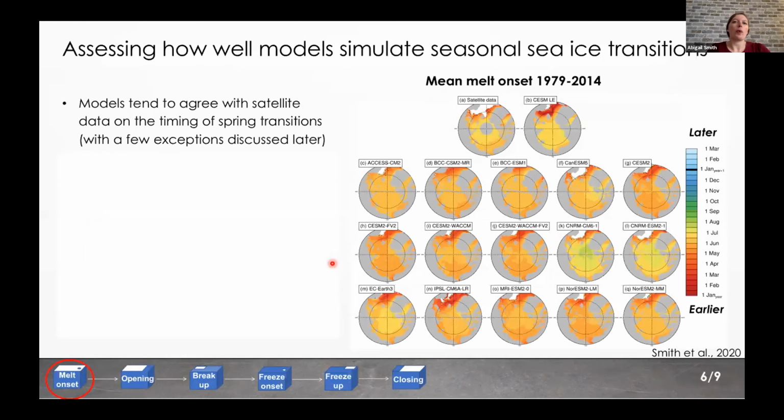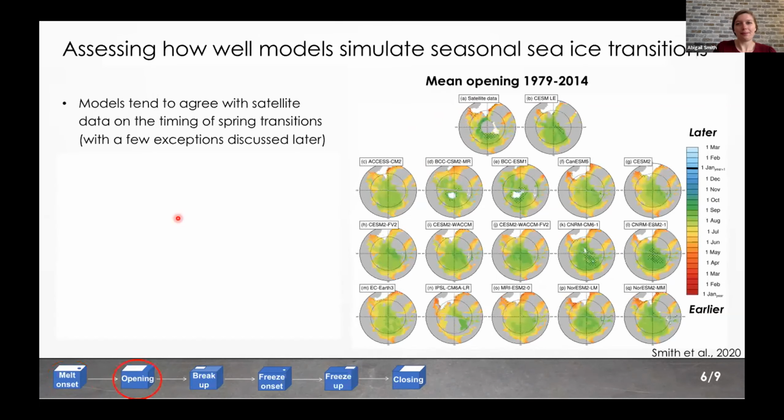So first, let's assess how well models actually simulate these seasonal sea ice transitions. And what I'm showing here is the mean melt onset date in one ensemble member of each model and the satellite data here in this first panel over 1979 to 2014. And we see that models tend to agree with satellite data on the timing of spring transitions in that they have earlier melt onset dates in the marginal ice zones and later in the central Arctic, as we would expect. There are a few exceptions to this. There are a couple models that show really late melt onset dates, and I promise to talk about them in a couple slides.